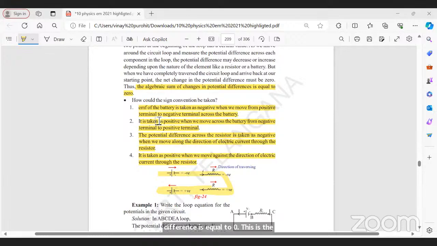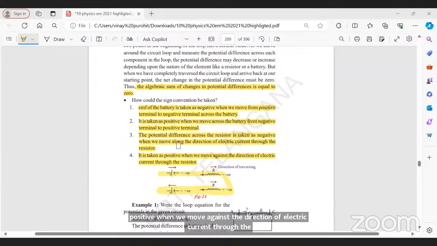So coming to the sign convention, the EMF of the battery is taken as negative when we move from positive terminal to negative terminal across the battery. If we calculate from positive terminal to negative terminal, then the EMF of the battery should be negative. It is taken as positive when we move across the battery from negative terminal to positive terminal. The potential difference across the resistor is taken as negative when we move along the direction of electric current through the resistor. If it is taken as positive, here potential difference, right? So potential difference is taken as positive when we move against the direction of electric current through the resistor.